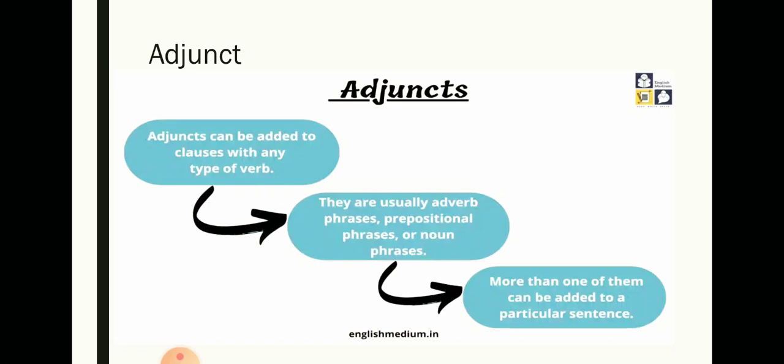For further analysis, adjuncts can be added to clauses with any type of verb, and they are usually adverb phrases. So we are dealing with the verb phrases here, right? Adjuncts are usually adverb phrases, prepositional phrases, or noun phrases. More than one of them can be added to a particular sentence. We can use two noun phrases or prepositional phrases in a sentence. There is no rule that we should use only one type of phrase as adjuncts in a sentence.